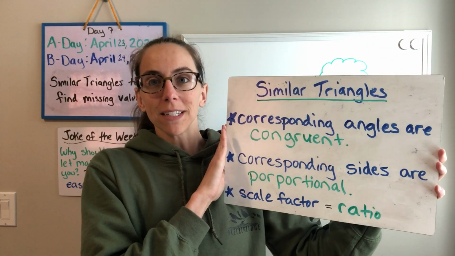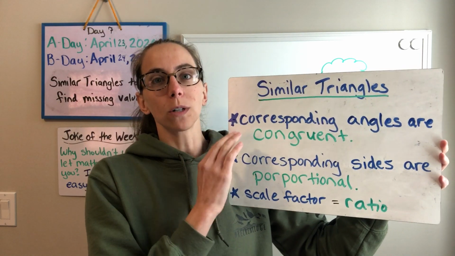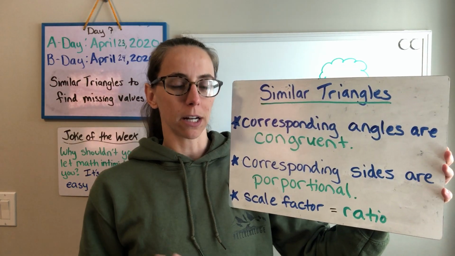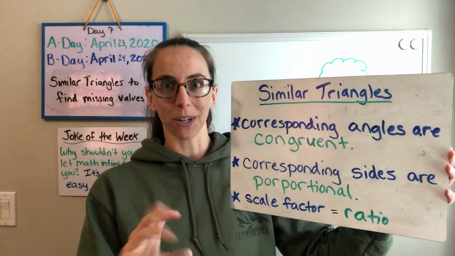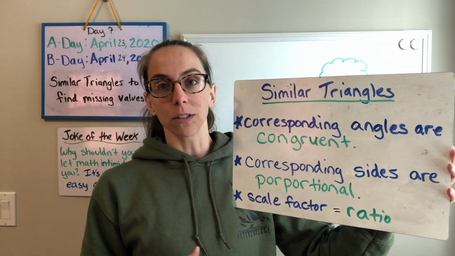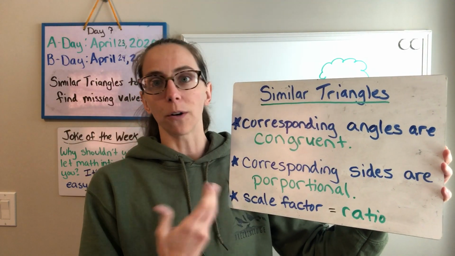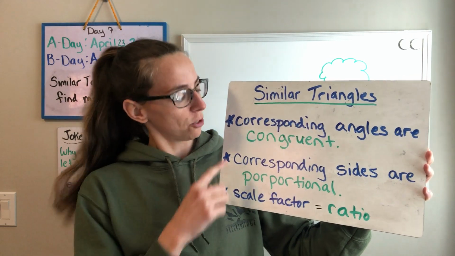So two main takeaways about similar triangles. The corresponding angles in similar triangles are congruent, right? We talked about one of the ways to tell if two triangles are similar is if at least two of the angles, corresponding angles, are congruent. That means the third is also. So AA or AAA was one of the ways that we can do that.